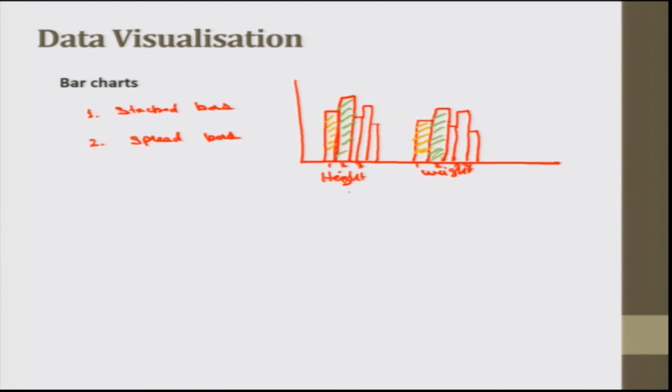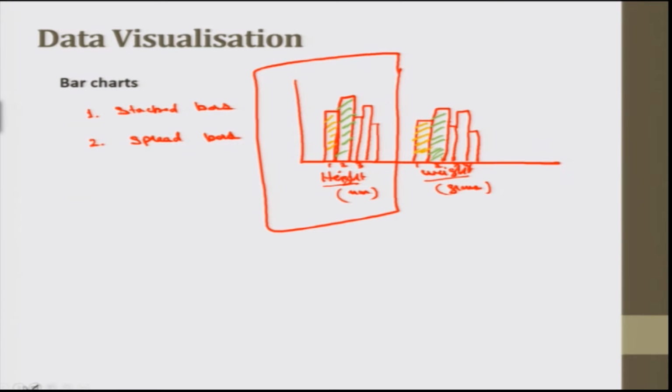So, I can use height maybe in mm, weight in grams. However, this is not a very proper way of representation of two different entities on one scale, but yes, if I even use this only, okay, it is also a bar chart. This is also a bar chart, okay, and this is a spread bar. Stacked bar is when we are stacking one bar over the other. When we are stacking like this.